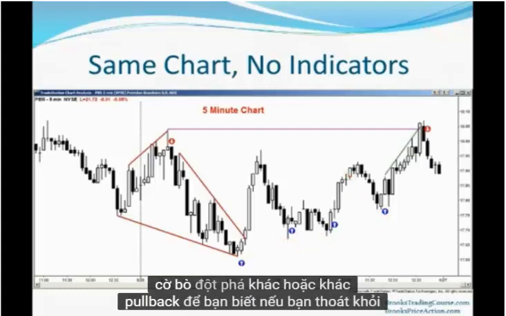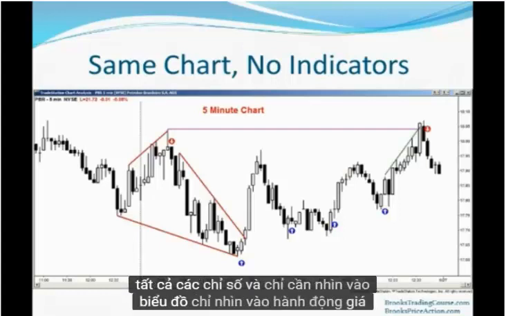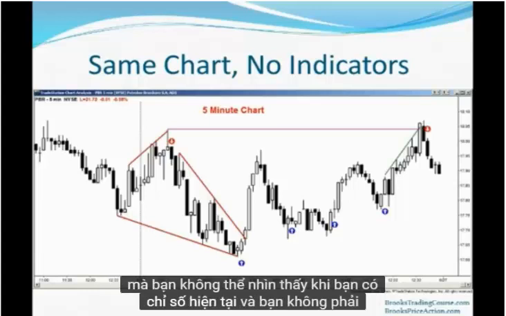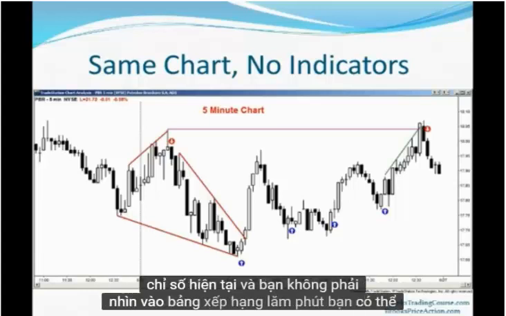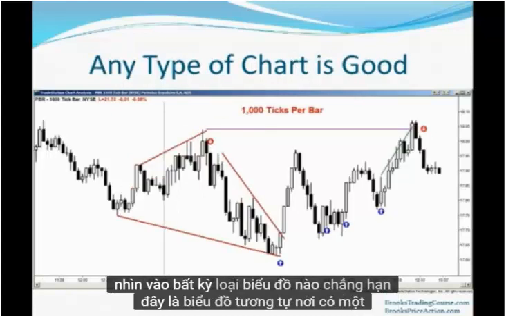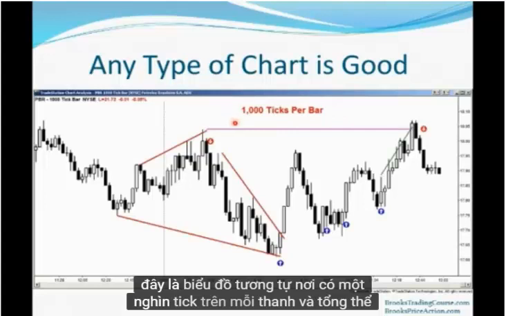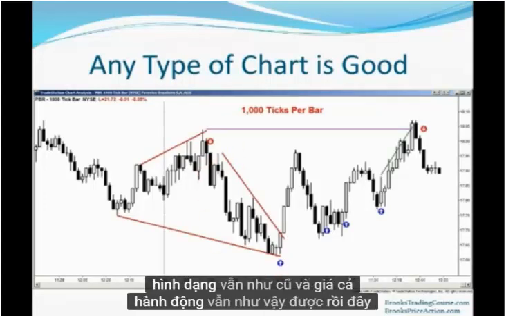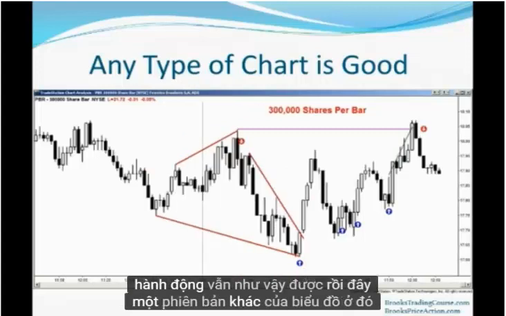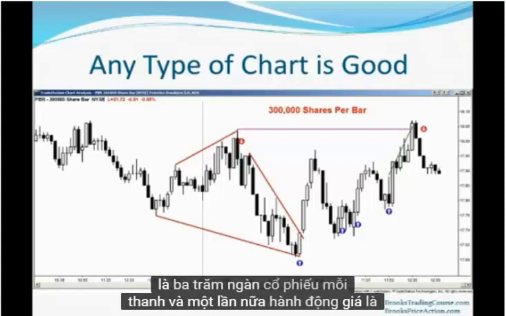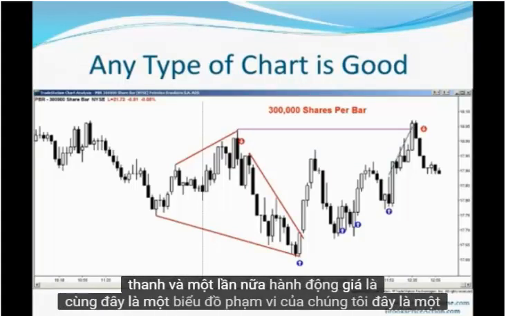So if you get rid of all the indicators and just look at the price action itself, a lot of times you'll see things that you cannot see when you have the indicators present. And you don't have to look at the 5-minute chart. You can look at any kind of chart. For example, here's the same chart where there's 1,000 ticks per bar, and the overall shape is still the same. The price action is still the same. Here's another version of the chart where there are 300,000 shares per bar, and again the price action is the same.